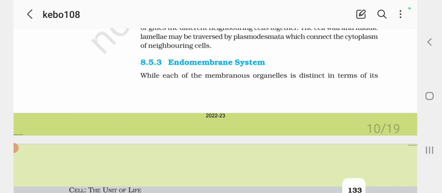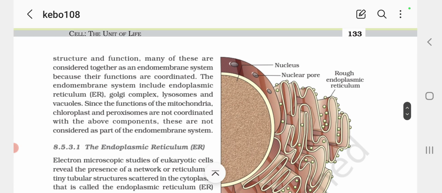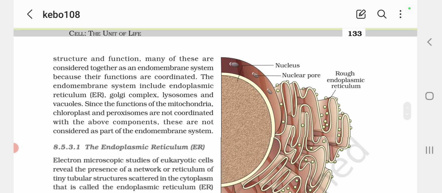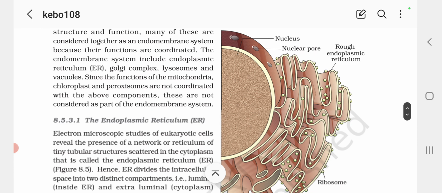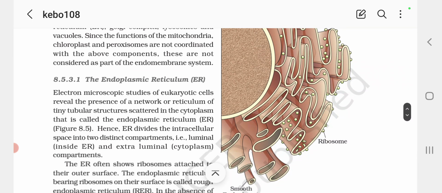8.5.3 Endomembrane system. While each of the membranous organelles is distinct in terms of structure and function, many of these are considered together as the endomembrane system because their functions are coordinated. The endomembrane system includes the endoplasmic reticulum, Golgi complex, lysosomes, and vacuoles. Since the functions of mitochondria, chloroplasts, and peroxisomes are not coordinated with the above components, these are not considered as part of the endomembrane system.